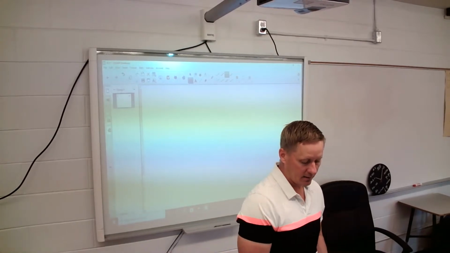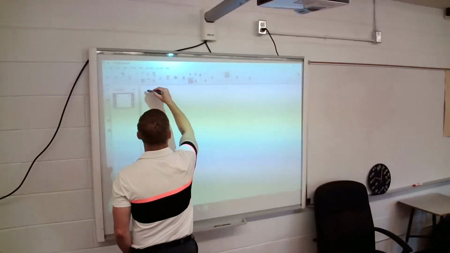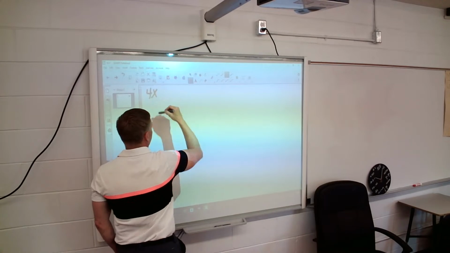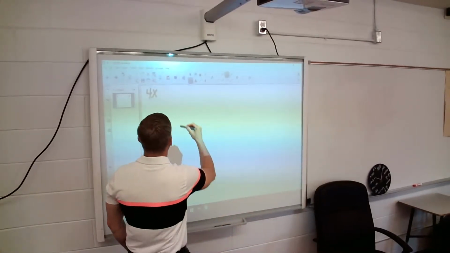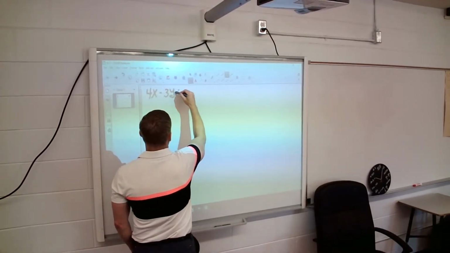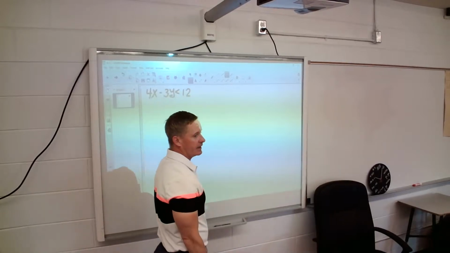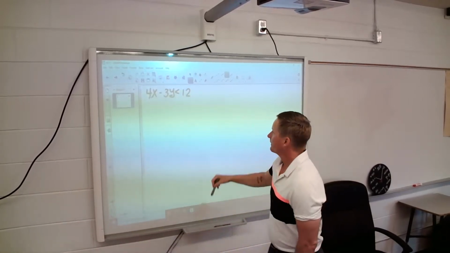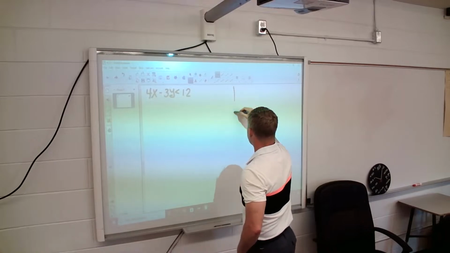So let's have a look at the first one here. I am going to run through this very quickly. 4x minus 3y is less than 12. So there's our inequality. I need to graph the line first.